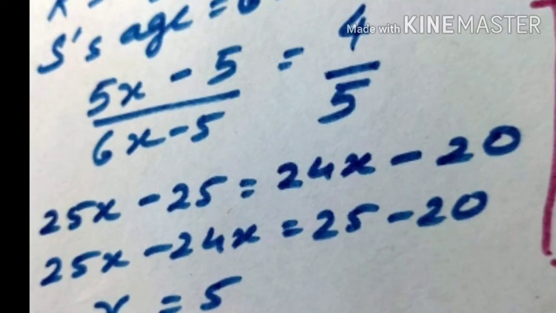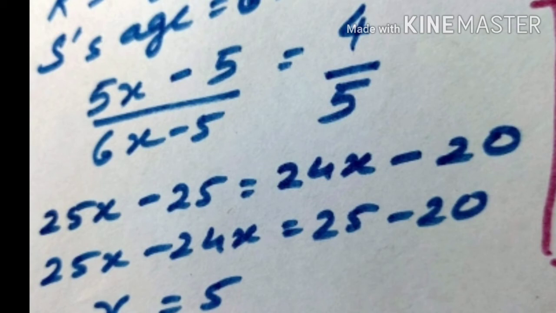Now we have written our equation as (5x minus 5) upon (6x minus 5), and because it is a ratio, we write it in fraction form, equal to 4:5. 4:5 means 4/5. Now using cross multiplication, 5 multiplying with 5x minus 5, you get 25x minus 25, is equal to 6x minus 5 multiplying by 4.